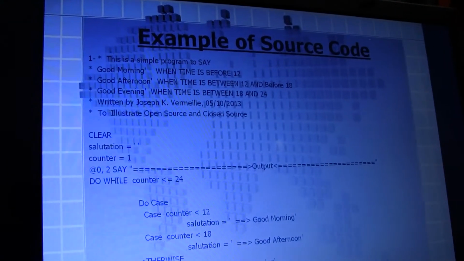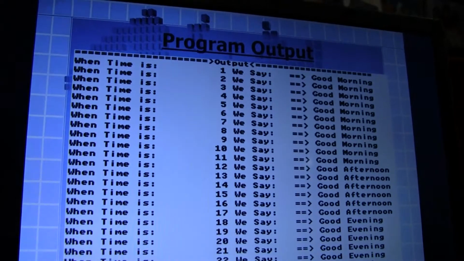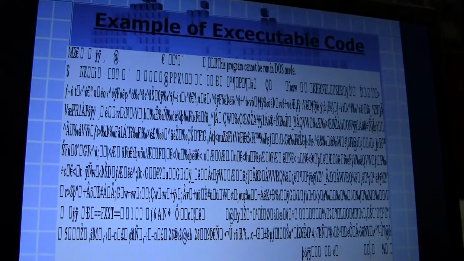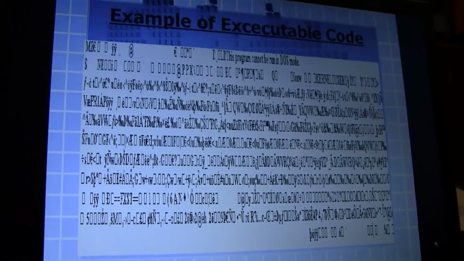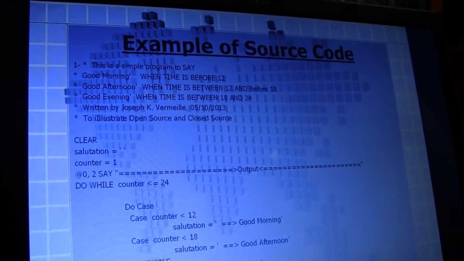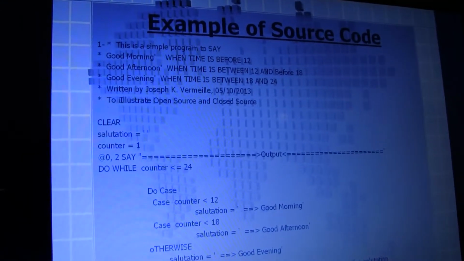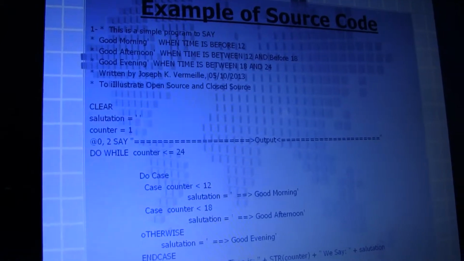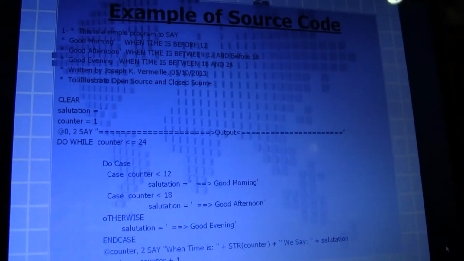When you buy software from Microsoft or any other source, what they give you is a compiled version of the software, which is something like this. You cannot do anything with it. You can only use it as they want you to. So the person who owns the source code has property rights, intellectual property rights, ownership rights, patents and copyrights on the software.